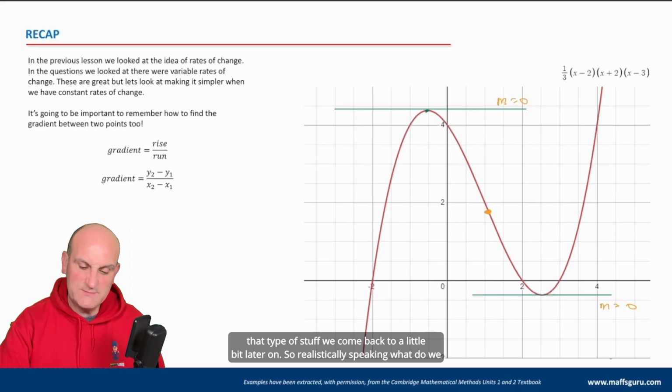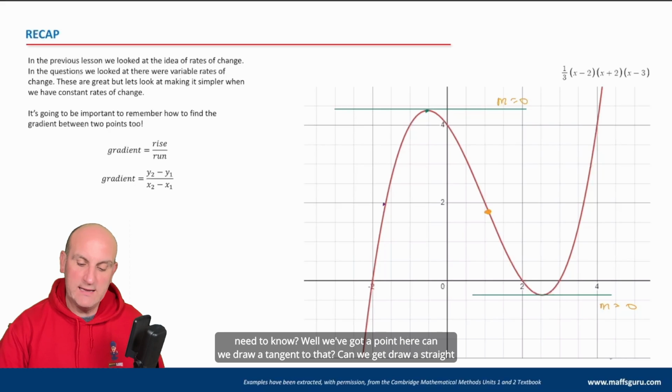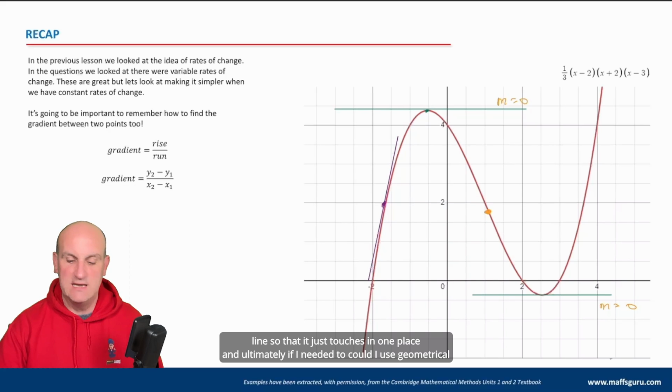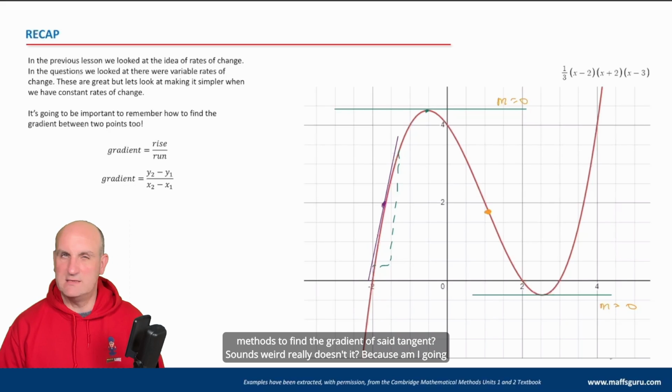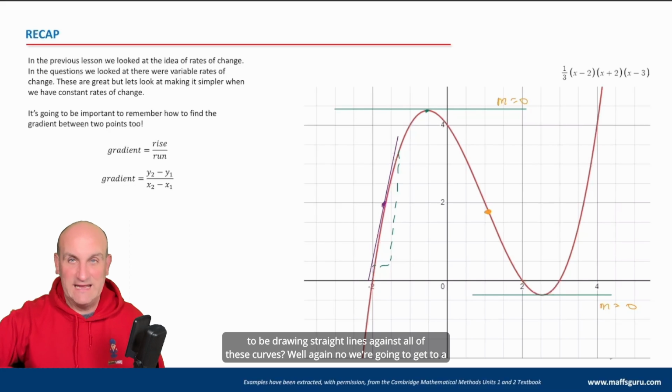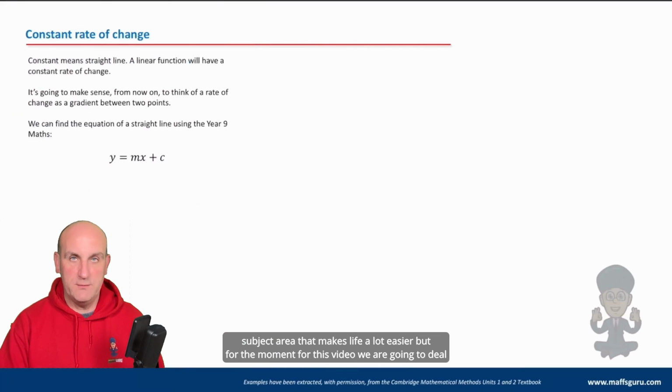So, realistically speaking, what do we need to know? Well, we've got a point here. Can we draw a tangent to that? Can we draw a straight line so that it just touches in one place? And ultimately, if I needed to, could I use geometrical methods to find the gradient of said tangent? Sounds weird, really, doesn't it? Because am I going to be drawing straight lines against all of these curves? Well, again, no, we're going to get to a subject area that makes life a lot easier. But for the moment, for this video, we are going to deal with constant rate of change.